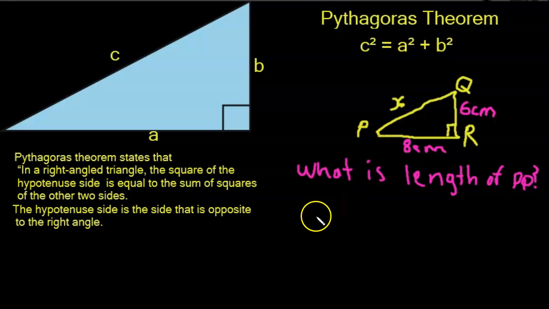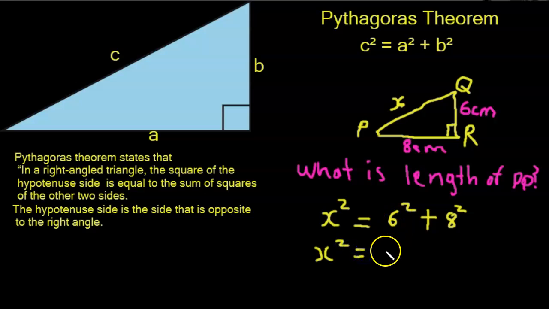Which means that applying Pythagoras theorem to this triangle now, the hypotenuse square, which is what we're calling X here, is equal to the sum of squares of the other two sides. This side and this side. So 6 square plus 8 square. Or you could have put 8 square plus 6 square. It doesn't matter which one you put first. So x square is equal to, what is 6 square? 36.